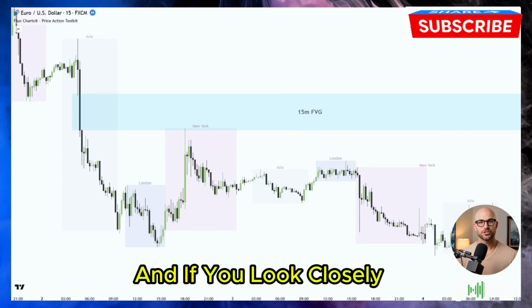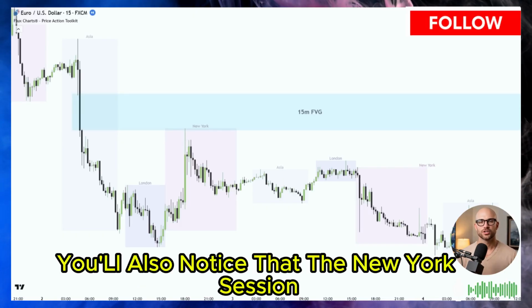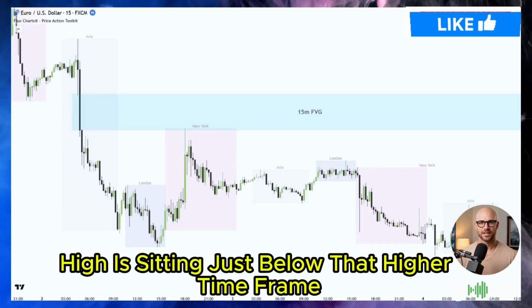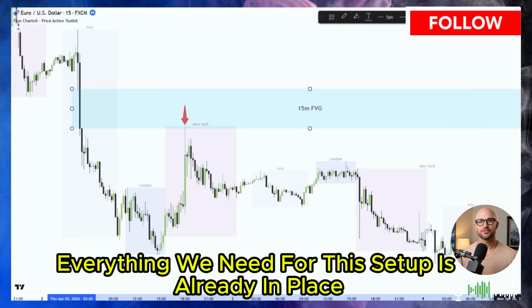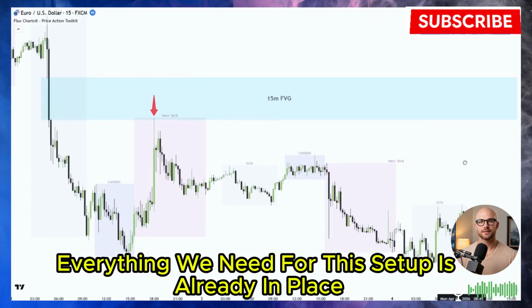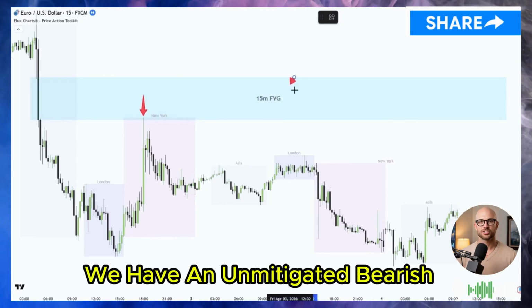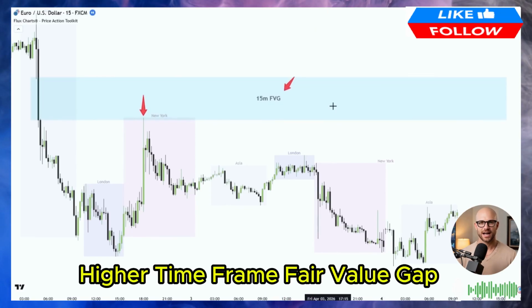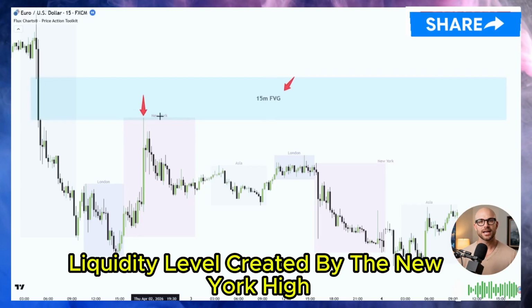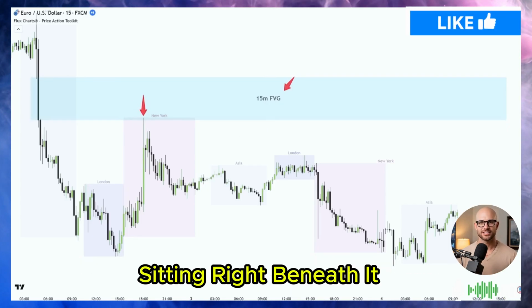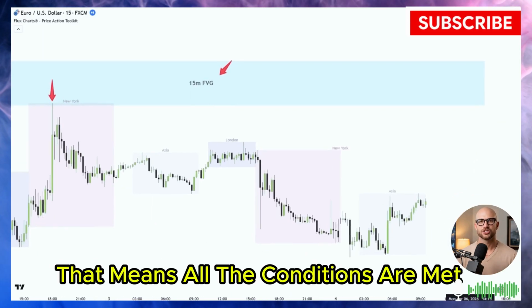And if you look closely, you'll also notice that the New York session high is sitting just below that higher time frame fair value gap. So everything we need for this setup is already in place. We have an unmitigated bearish higher time frame fair value gap. And we also have a key buy-side liquidity level created by the New York high sitting right beneath it. That means all the conditions are met.